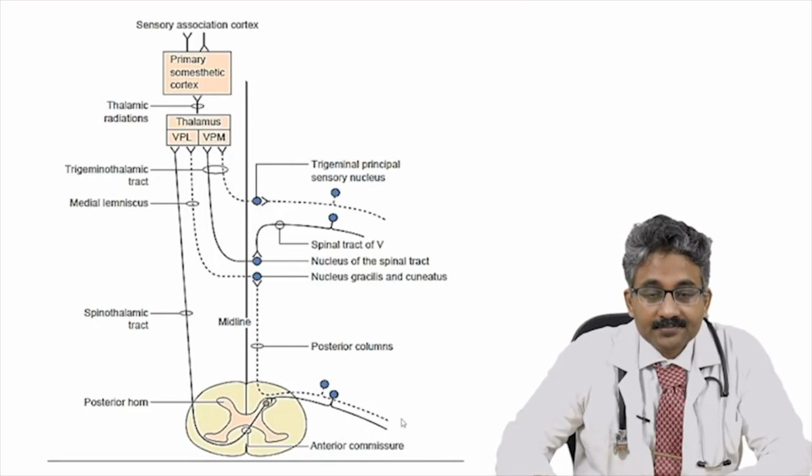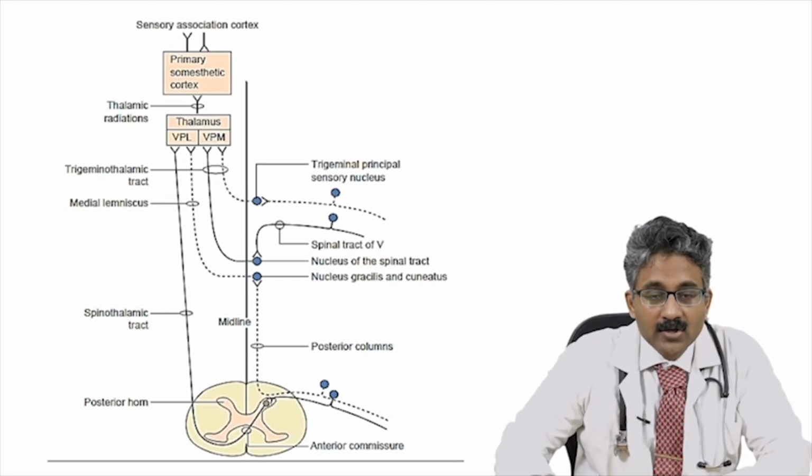Here you can make out this is the dorsal ganglia. From the dorsal ganglia, you can see the fibers which carry pain and temperature. These fibers cross in the spinal cord. They synapse in the dorsal horn, and the second order neuron crosses. Remember, in the central nervous system it is always the second order neuron which crosses. Here the dorsal ganglia is the first order neuron, which synapses in the dorsal horn.